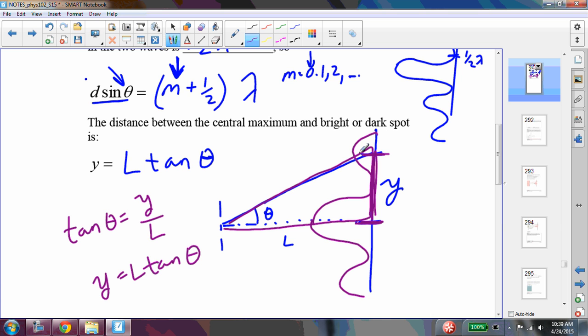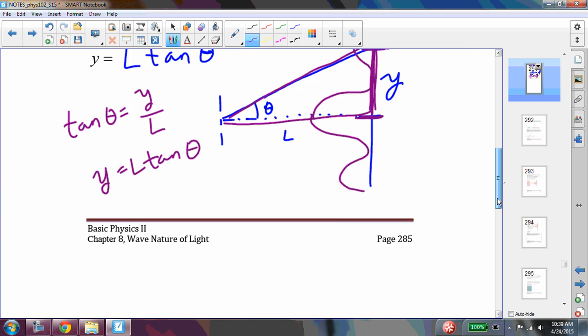In practice in the lab, you'll be measuring y, and then you'll use that to either measure the width between the slits, or more importantly, to find the wavelength of the light, because the wavelength of light is fairly difficult to measure, but measuring the distance between these spots is quite simple. Alright, so that's double slit diffraction.